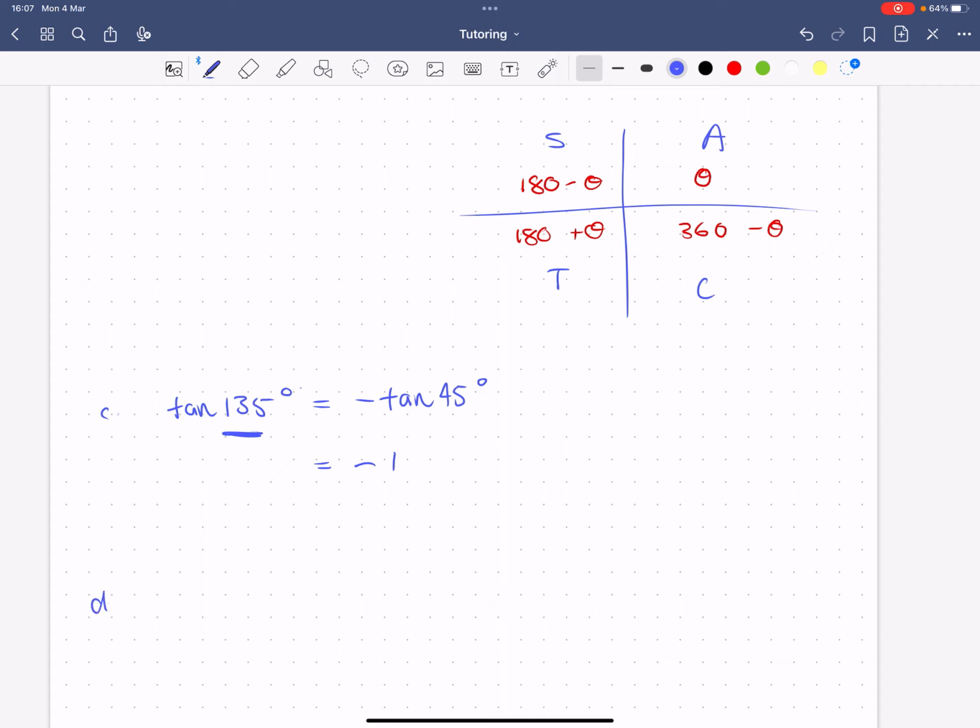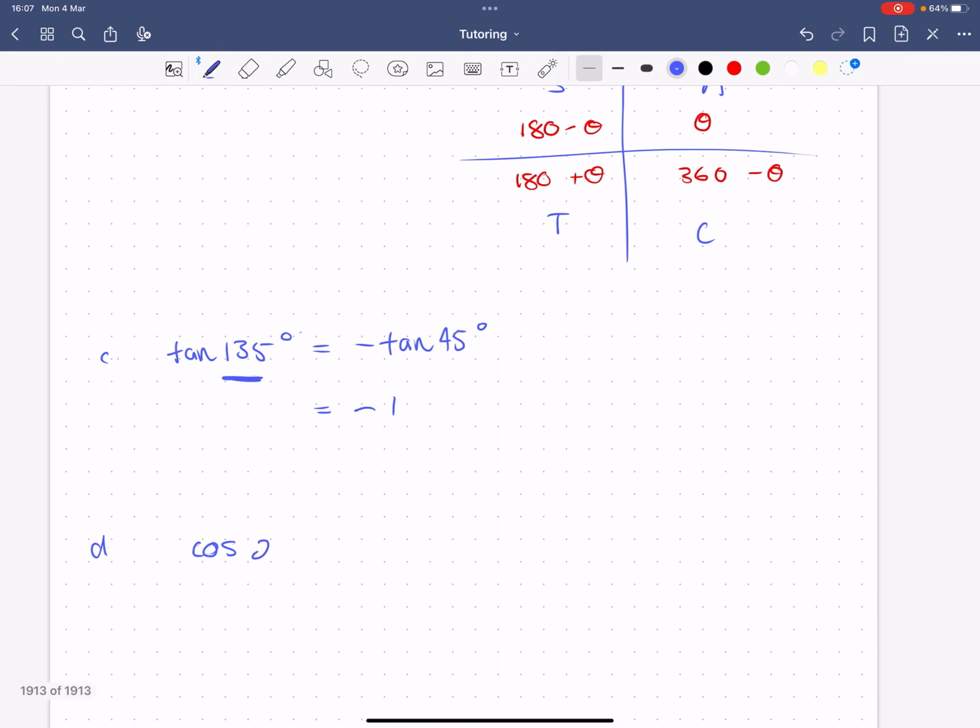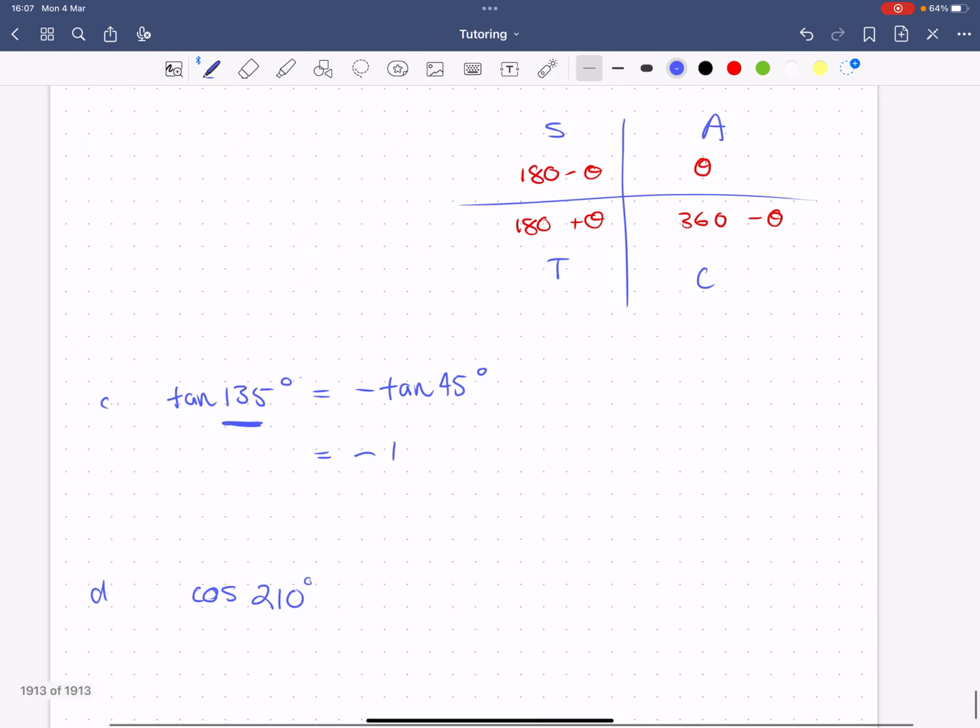Part D, we might have a look at cos of 210 degrees. Well, we're going to ask ourselves, what quadrant is 210 degrees in? Well, it can't be the first, it's too big. It can't be the second, it's more than 180. And it can't be the fourth because it's not quite bigger than 270. So it has to be in the third, which is our 180 plus quadrant.